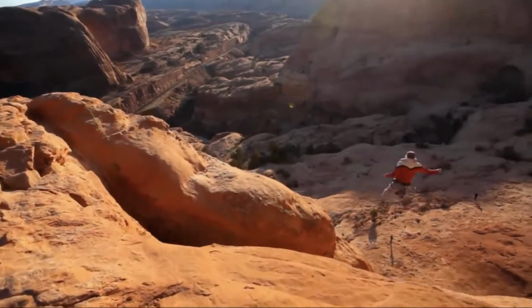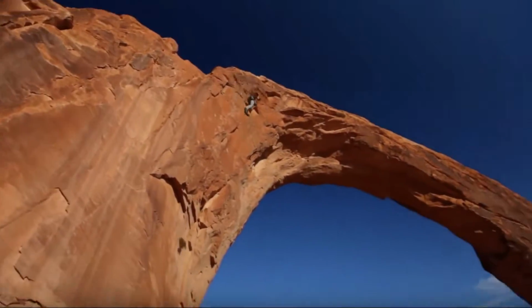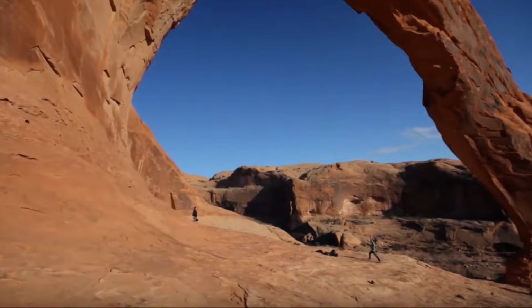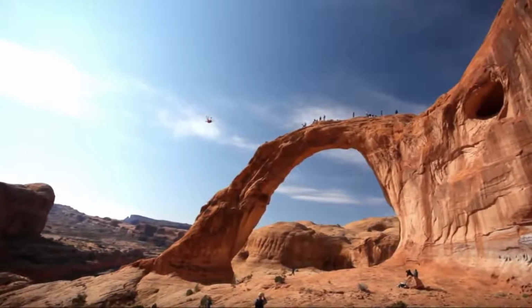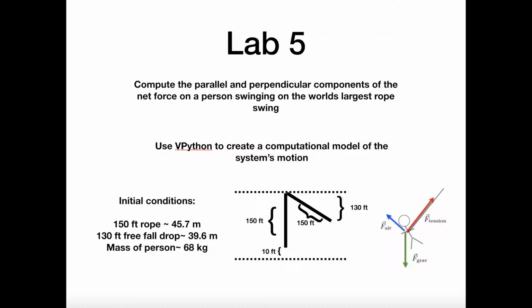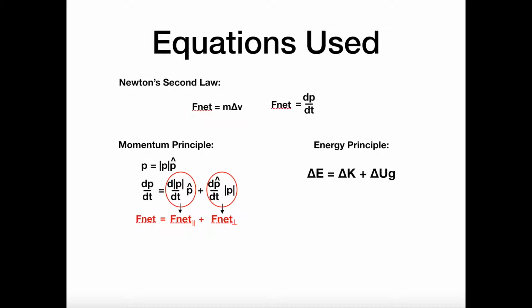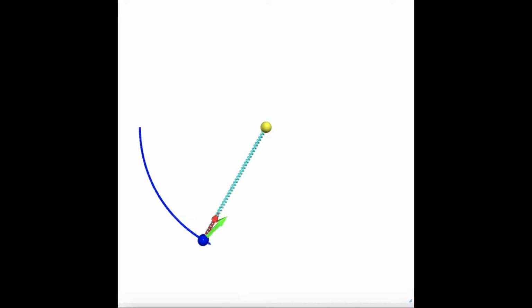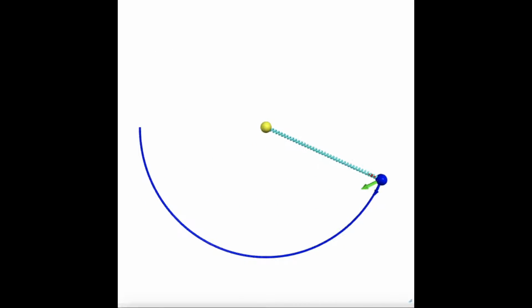For Lab 5, I wanted to observe the motion of a jumper jumping from the world's largest rope swing, and in doing so, determine the parallel and perpendicular components of the net force acting on this person. To do this, I utilized Newton's second law, the momentum principle, and the energy principle to create a computational model of this pendulum-like motion. And in doing so, I determined the components of the net force increased as the person approached the lowest point in the swing's motion.